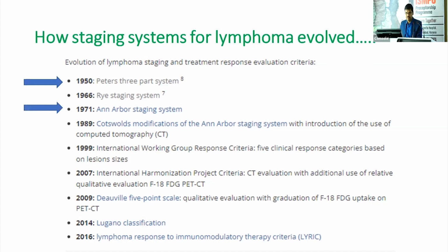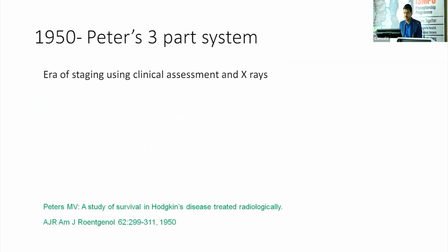The watershed moment in staging of lymphoma came in 1970, the staging system which all of us still use. After that, fast forward to 2017, when we have PET CT, which is functional imaging, and this is now universally available to all of us. So when the harmonization project was the talk of the town and it produced its results, and after that, I think the arrow is misplaced, this is for the Lugano classification, which is the seminal paper by Bruce D. Cheson, and all of us should be studying this paper almost on a regular basis, should be revising it. Okay, taking you back in time, 1950, Peters' three-part.